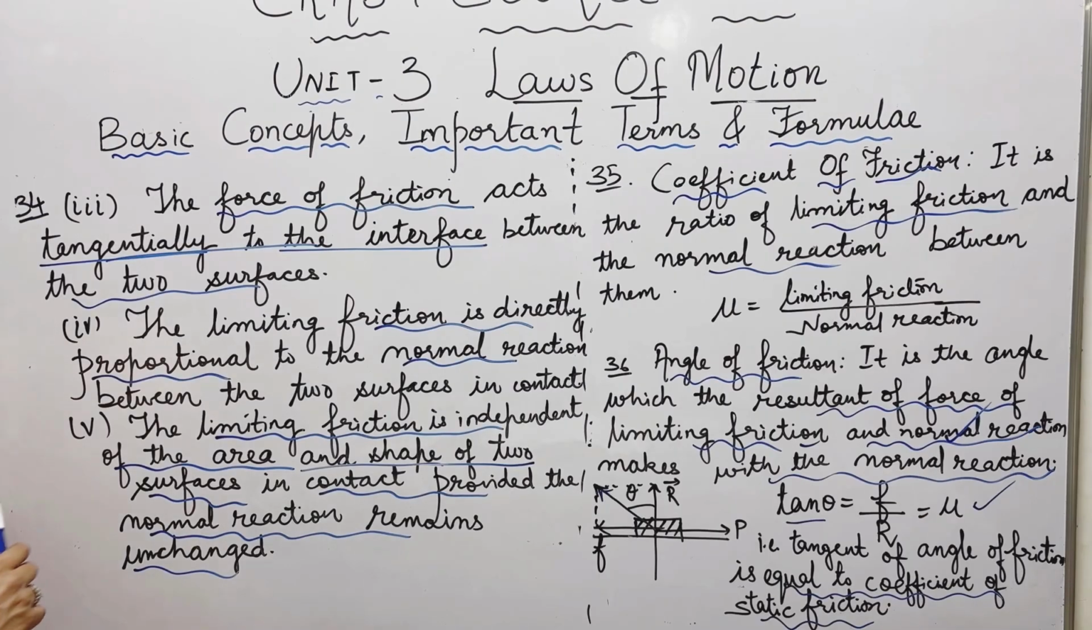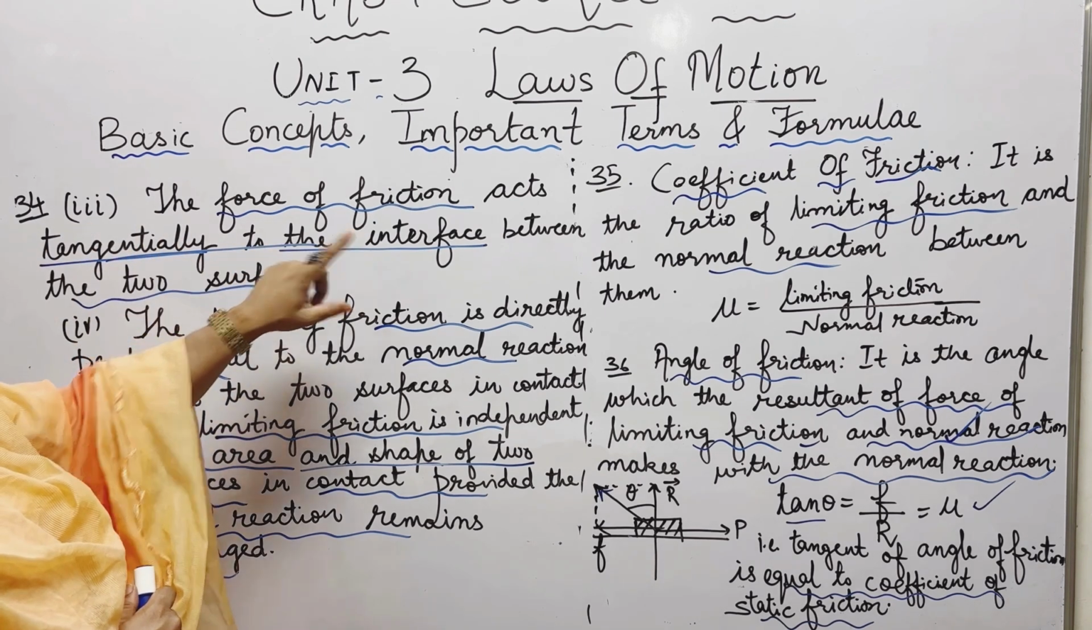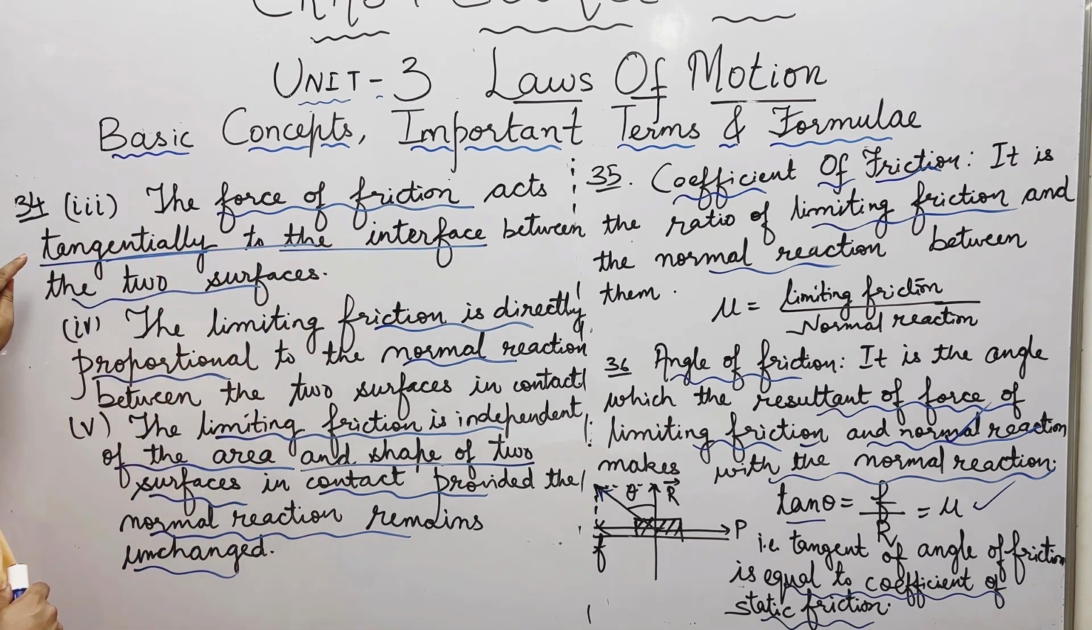Now, continuing with the laws of friction, the third point is that the force of friction acts tangentially to the interface between the two surfaces. The next is that the limiting friction is directly proportional to the normal reaction between the two surfaces in contact, and the limiting friction is independent of the area and the shape of the two surfaces in contact, provided the normal reaction has not changed.